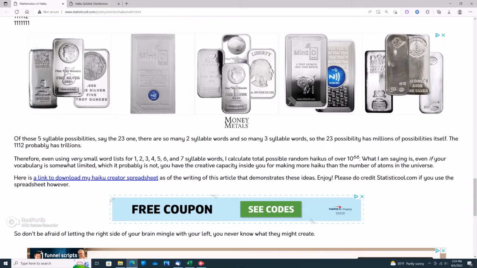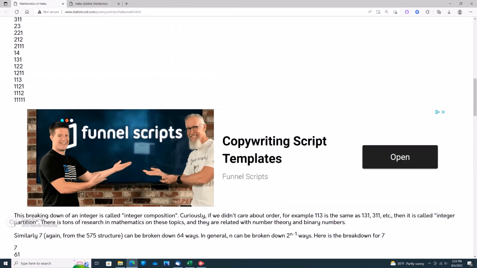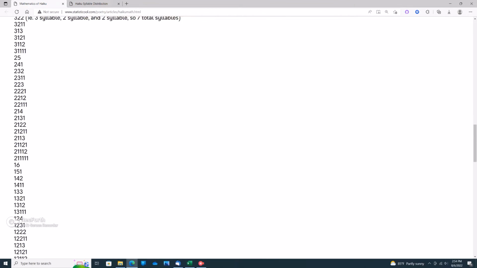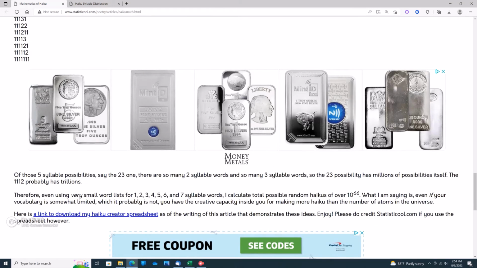When you take the total number of 2-syllable words and the total number of 3-syllable words and multiply them together, the 2-3-syllable structure for a 5-syllable line itself has millions of possibilities. If you look at the 1, 1, 1, 2, that has trillions, because there are so many 1-syllable and 2-syllable words. So I did that for all different types of syllable structures, for the 5-syllable line and the 7-syllable line, and multiplied everything together and added everything up. I only had to consider the word lists for 1, 2, 3, 4, 5, 6, and 7-syllable words. I didn't have to consider 8-syllable words because that wouldn't help me for a 5-7-5 haiku, right?